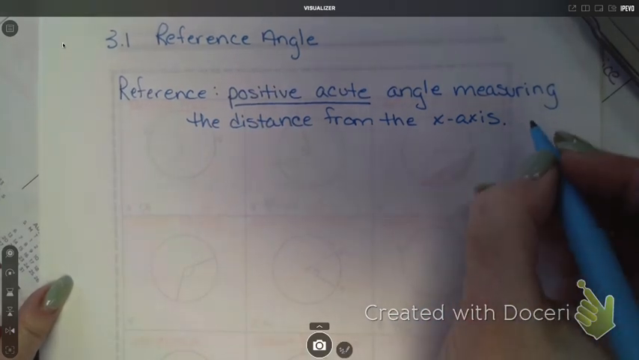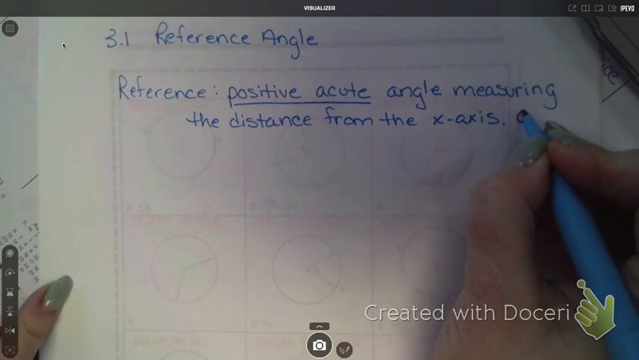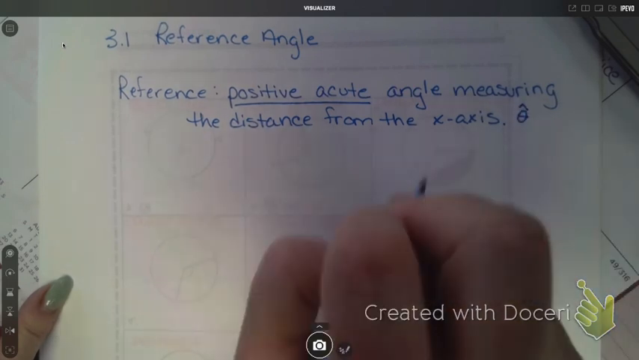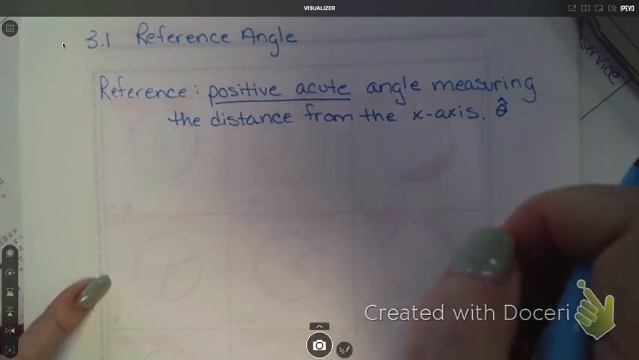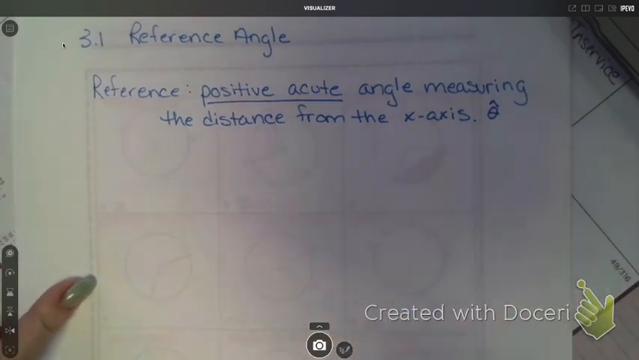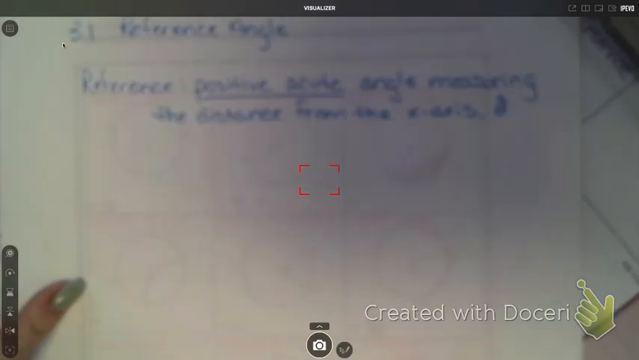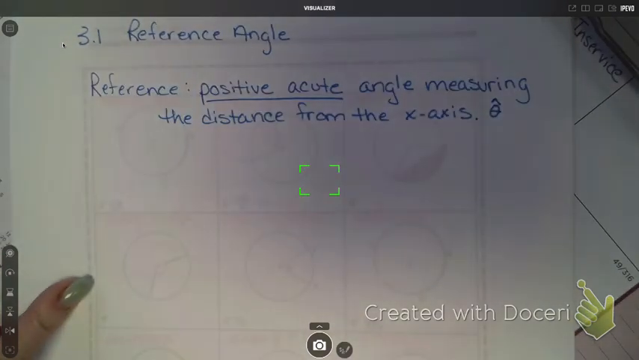We say it is theta hat. It's like a party hat, because you're excited, because you can figure out the sine, cosine, and tangent using those reference angles. We've done them, yes? We've used them.